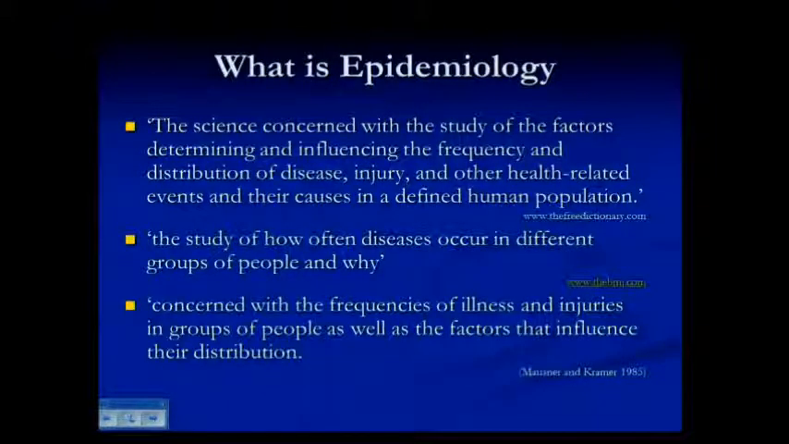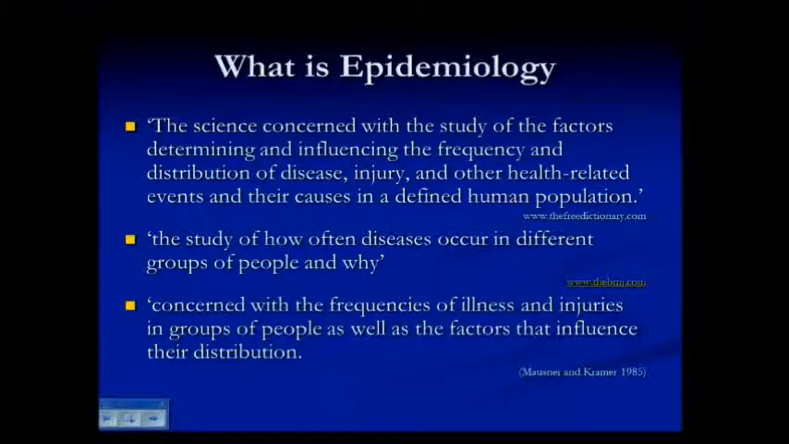So, what is epidemiology then? Now, you're probably fairly aware of this already, but there's various different definitions there, and I've put a couple up there. But I really like this definition at the bottom there by Mausner and Kramer, which says that it's a study concerned with the frequencies of illness and injuries in groups of people, as well as the factors that influence its distribution. So, rather than saying to an individual, you have a high caries risk, say, instead of that, we're going to look at a whole population.